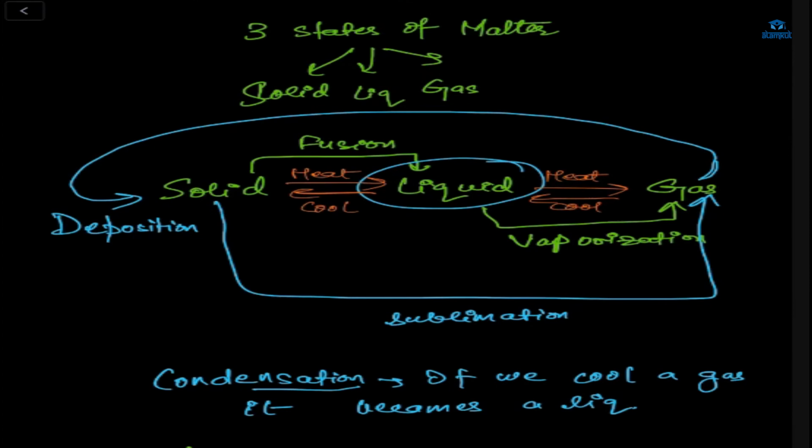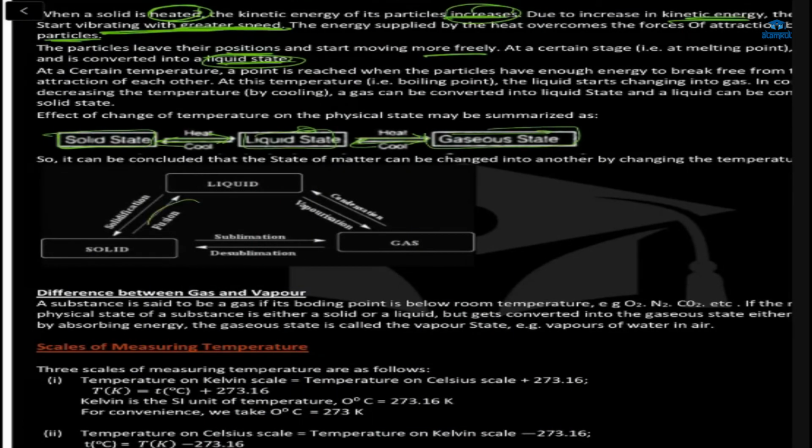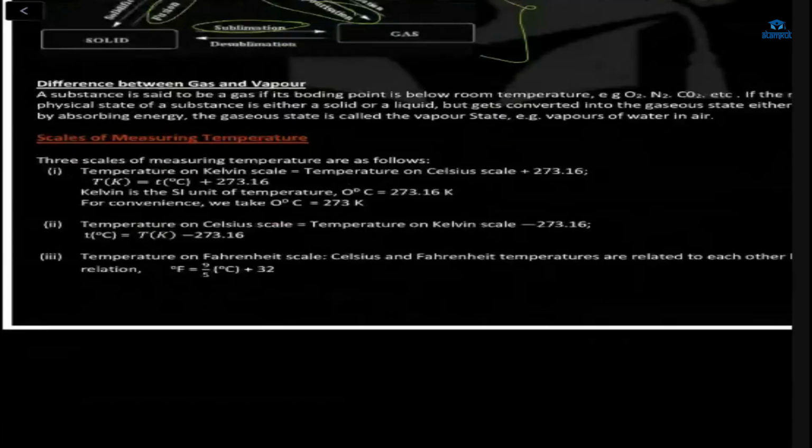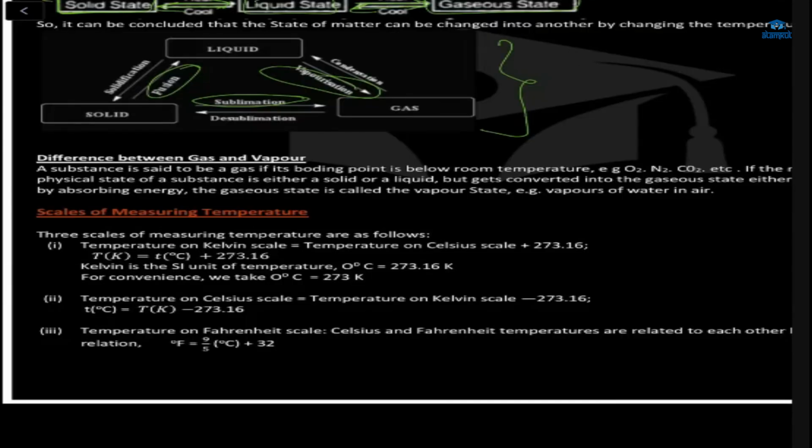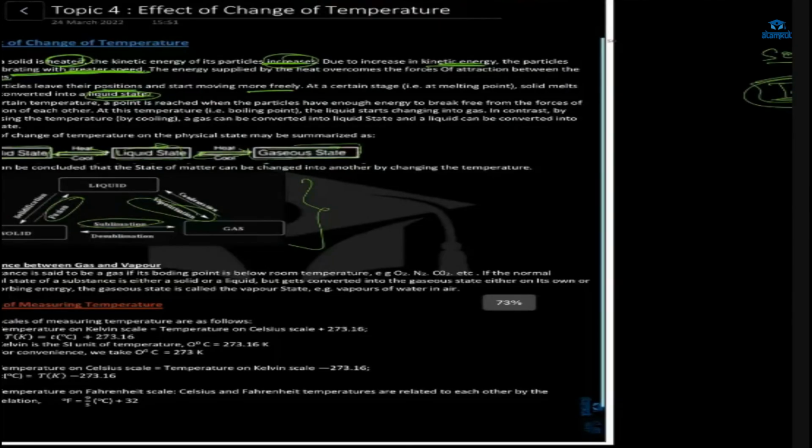Here, the same thing is written: the fusion, the vaporization, and the sublimation. Now, you all are very familiar with these words. Any doubt in fusion, vaporization, sublimation, anything? Last question. What is condensation? The process due to which a gas becomes a liquid on cooling. Yes, very good.